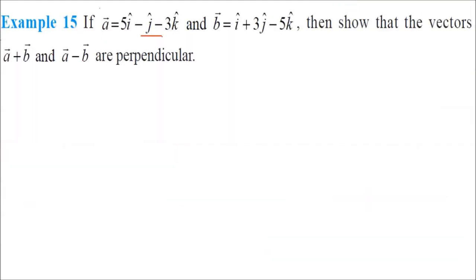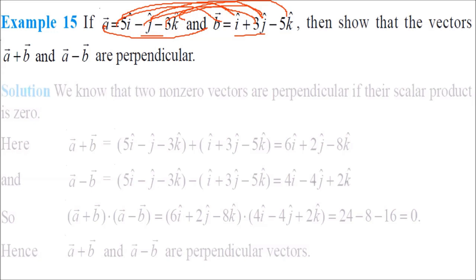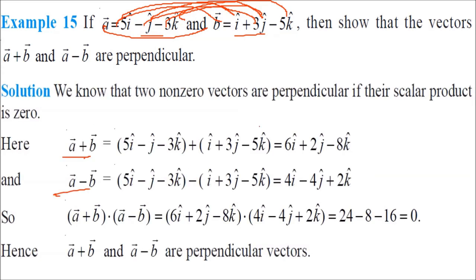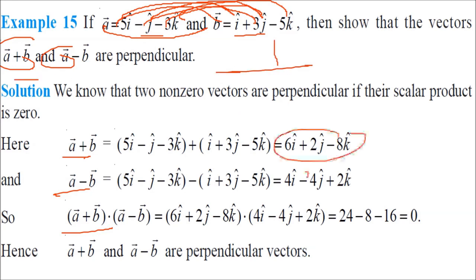Example 15, A is this, B is this. You have to show that these vectors are perpendicular. First we'll find A plus B. We'll simply add 5 plus 1, minus 1 plus 3, and minus 3 plus minus 5. Then we'll subtract, that is 5 minus 1, minus 1 minus 3, and minus 3 minus minus 5. So A plus B and A minus B, I hope you'll be able to do it. And then you have to multiply it, just multiply it. If this multiplication gives you 0, that is the dot product is 0, that means these two vectors are nothing but perpendicular. So this is A plus B, this is A minus B, multiplied you get 0, these are perpendicular.